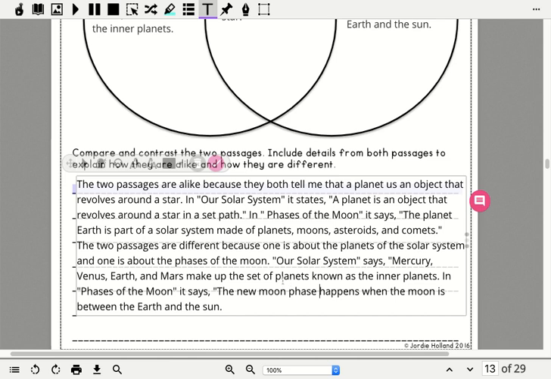Okay, so now we have just finished your check for understanding and your compare and contrast. Great job, guys.